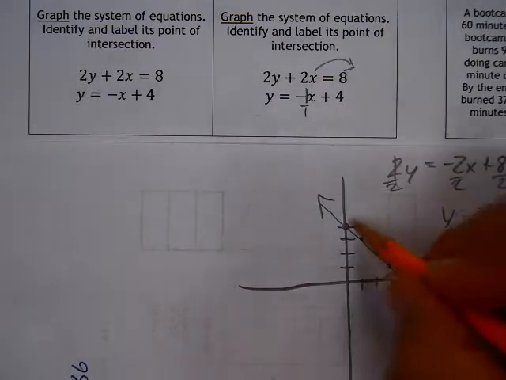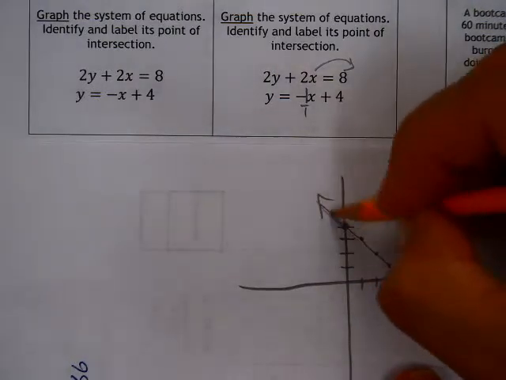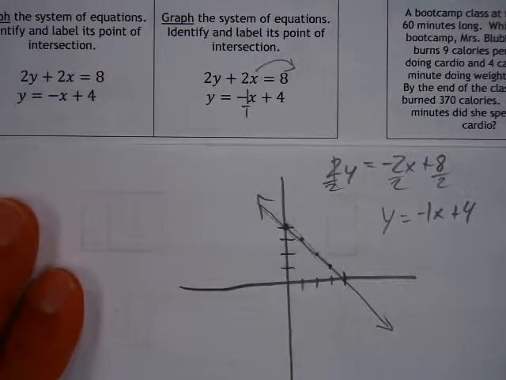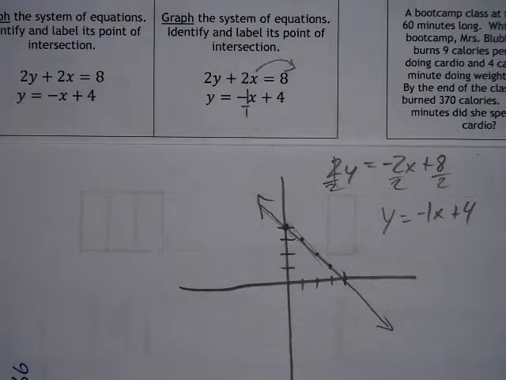And as you start to graph that, you go up to the 4 and you go down 1/1. You find that these lines fall in exactly the same spot. Which basically means that we have the same line. It overlaps, and therefore, since it overlaps, there are infinitely many solutions.